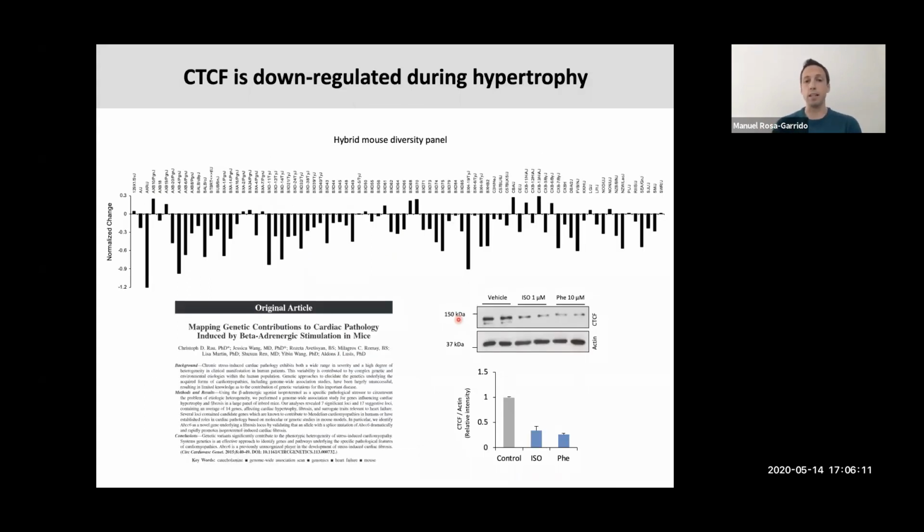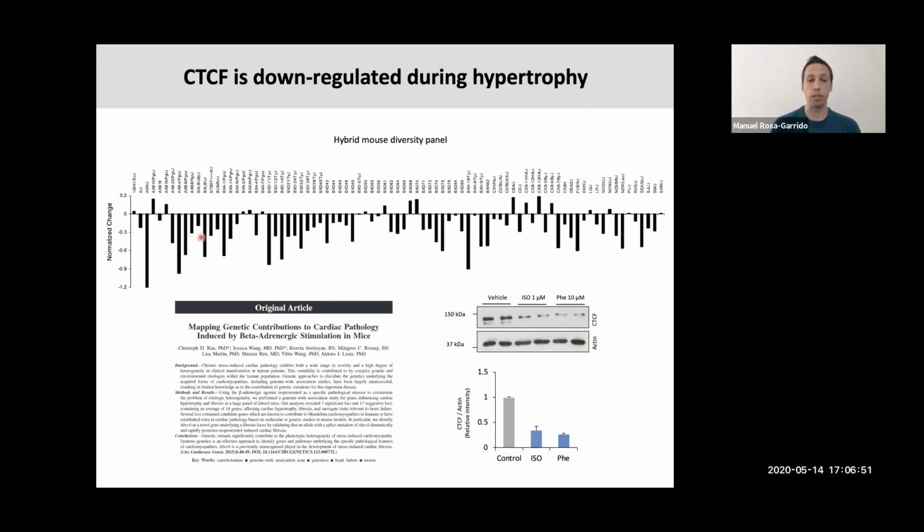The first thing I did when I started working on this project was to take advantage of an experiment called the hybrid mouse diversity panel. This experiment was performed by two of our collaborators here at UCLA, Dr. Yibing Wang and Dr. Jake Lusis. What they did was induce heart failure in 83 different mouse strains using isoproterenol. After that, they analyzed changes in gene expression and in the phenotype of these animals. When I got access to this data, the first thing I did was check what was happening with CTCF levels in all these mouse strains when you induce heart failure.